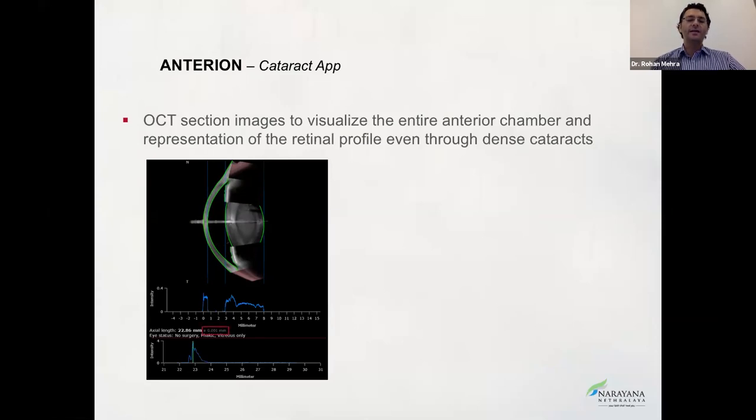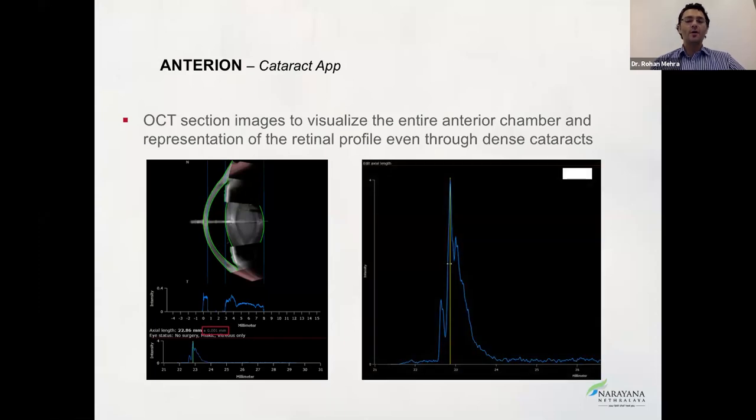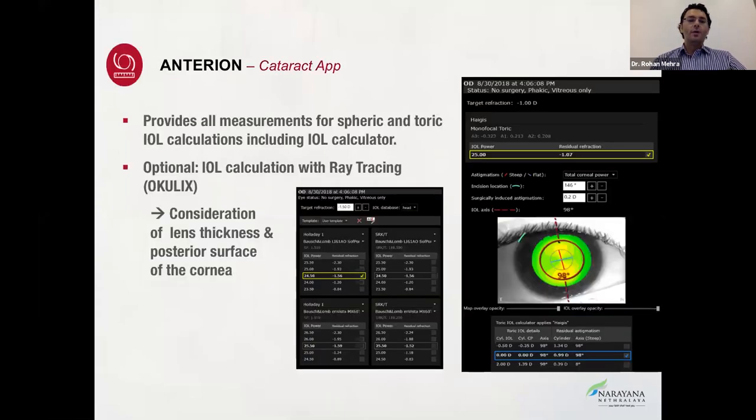In fact, the range for the axial length goes up to 3 decimal points. As you can see here, it's giving us an axial length of 22.86 millimeters with a plus minus of 0.001. So that's how accurate it is. And once we click onto the axial length, we can also get a pictorial representation of it. So it provides all measurements for the spheric and the toric IOL calculations, including the IOL calculator.